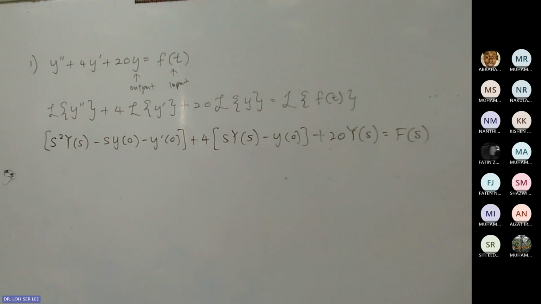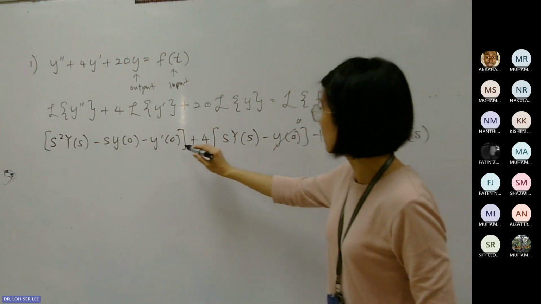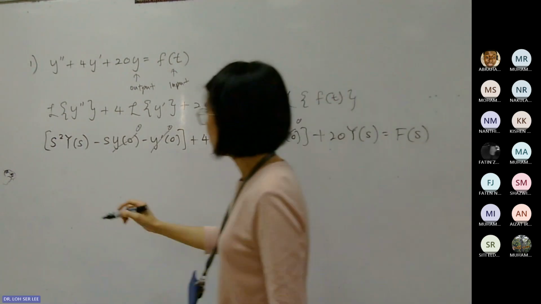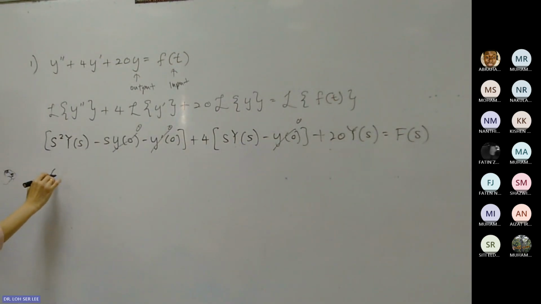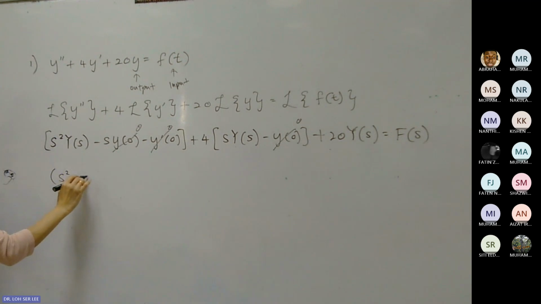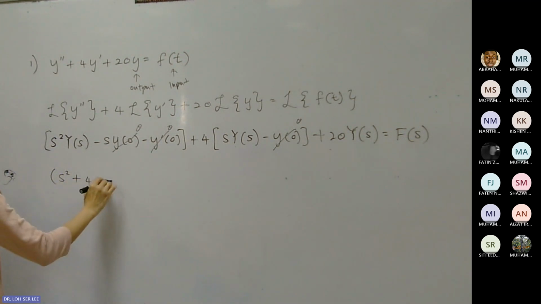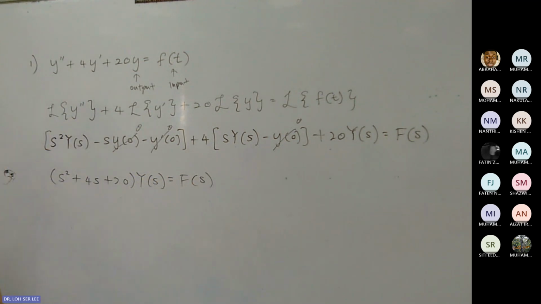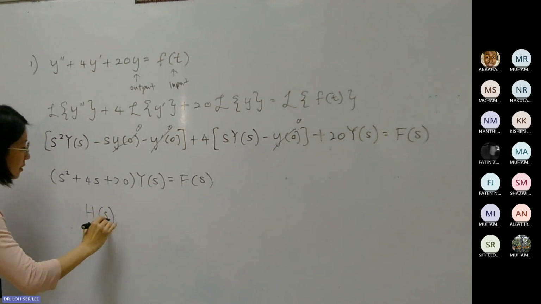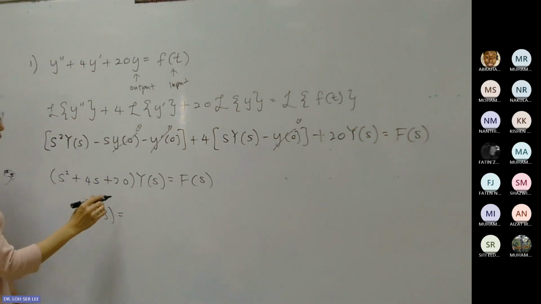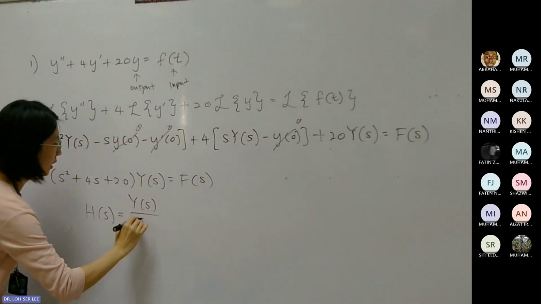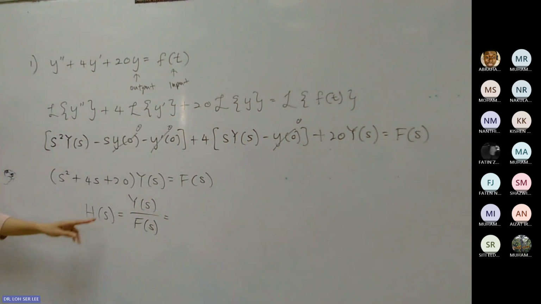Then all the initial values are 0, 0, 0. So factorize: (s squared plus 4s plus 20) Y(s) equals F(s). So the transfer function is denoted by H. This is output over input.